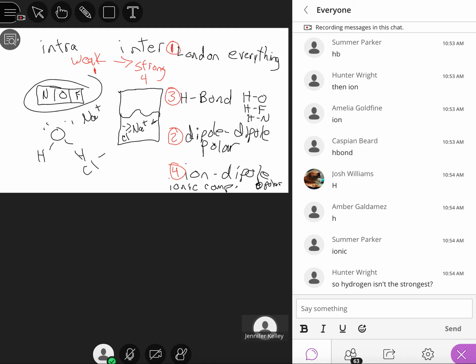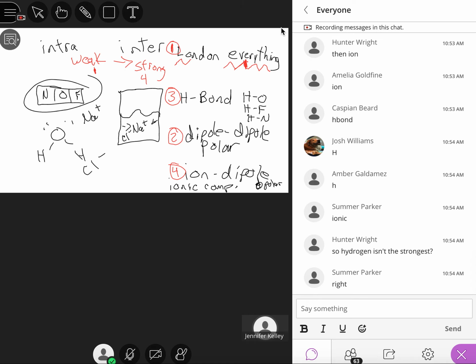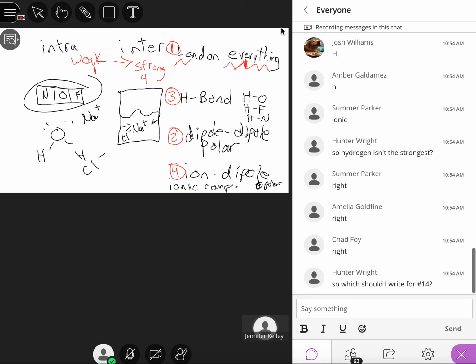And what makes London forces stronger? Which one of these is stronger? The one on the left or the one on the right? The one on the right, because it has more surface area. It's longer, right?